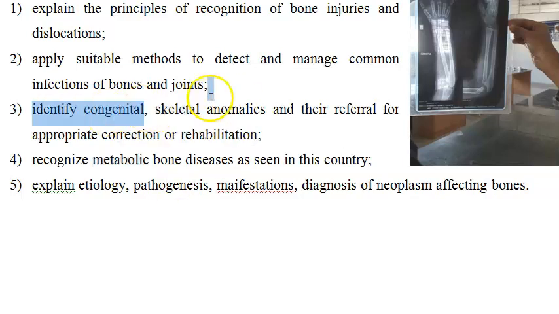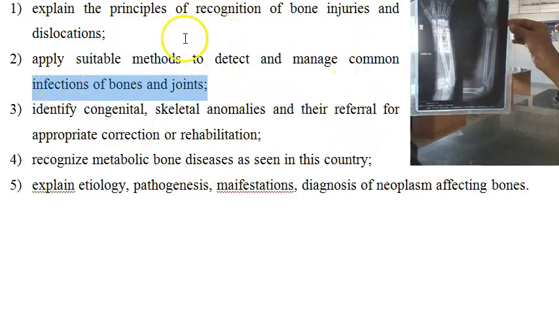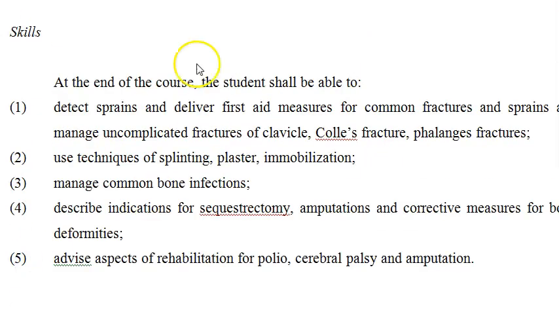Then congenital skeletal anomalies. See, even vitamin deficiency, vitamin D deficiency, etc. Skeletal anomalies you should know because of any congenital malformations. Infections of bones, joints. Okay. Here are some of the skills, okay, that you need to know.